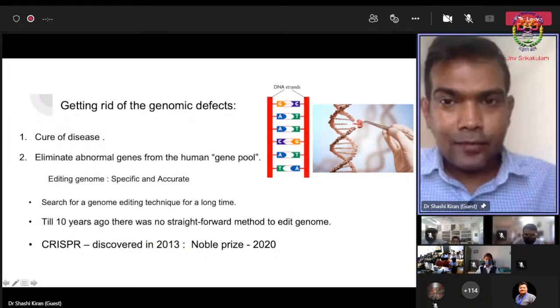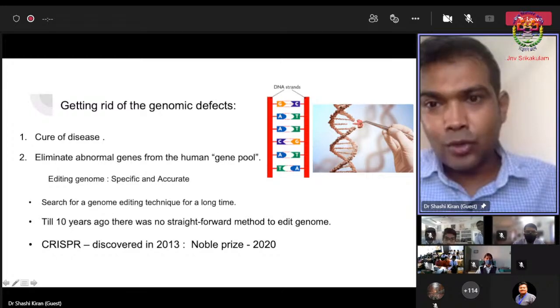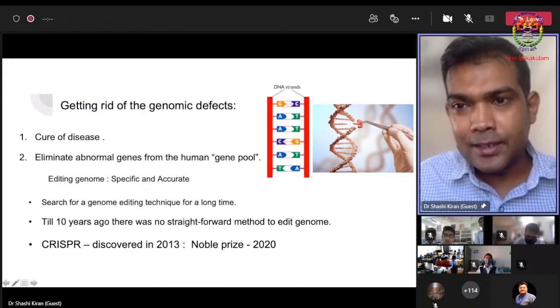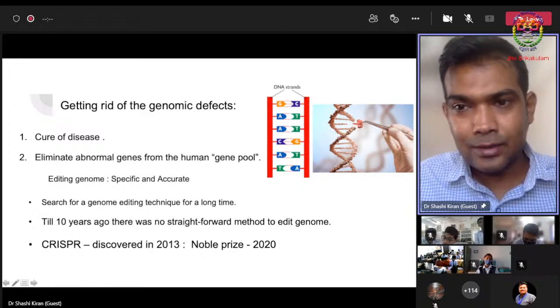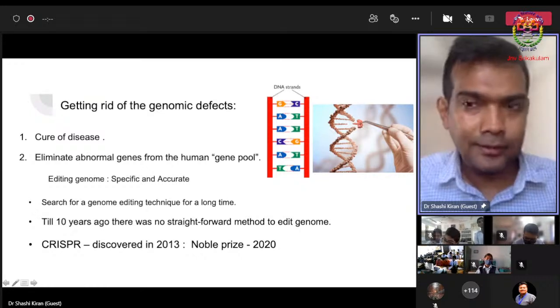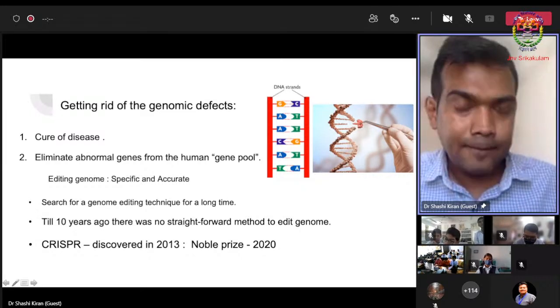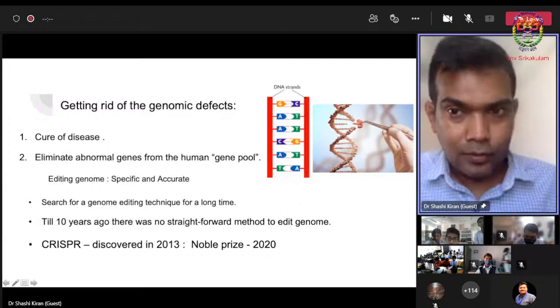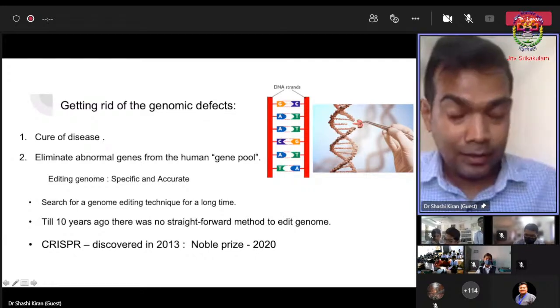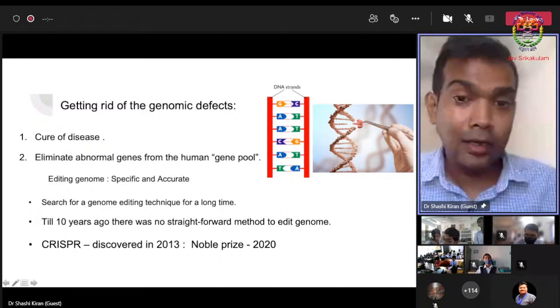So this is a slide where I'm showing what if it was possible to remove the faulty base and replace it with the correct one, like the cartoon shown here. Why can't we do this? Scientists have been thinking about this for the last 50, 60 years.